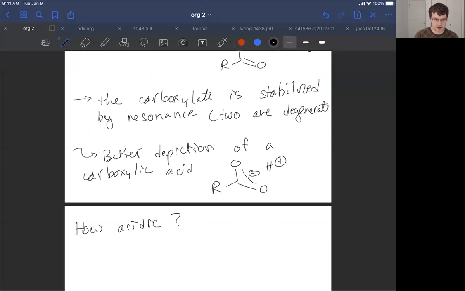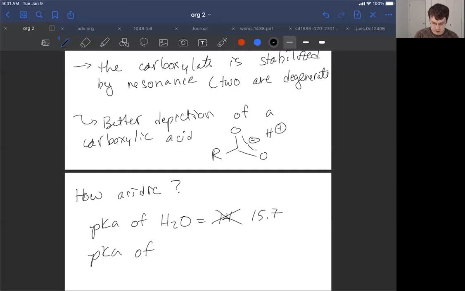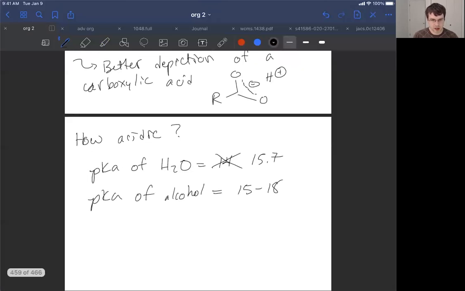Let's ask the question, how acidic? So let's remind ourselves that the pKa of H2O is 14. Well, it's really about 15 and some change, 15.7. But if you want to think about it as 14, that's fine. Well, it's not really fine. But anyway, the pKa of water is about 15. The pKa of an alcohol is about 15 to 18, depending on what's attached to the alcohol. You could drop that down too. And just as a benchmark, ethanol is about 15.